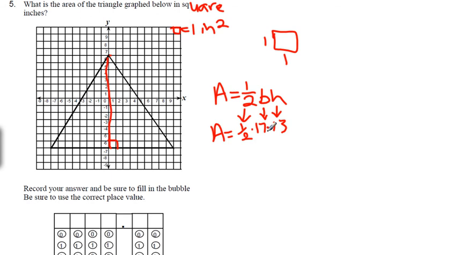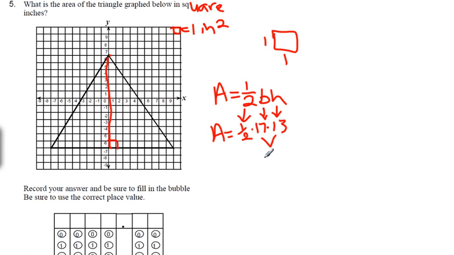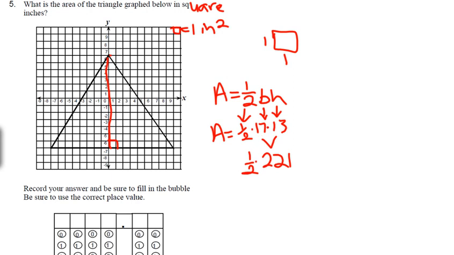So let's work that out. So if we have 17 times 13, that's 221. And now we can divide that by 2, or we can say, what is that number times 0.5? And we get 110.5 inches squared. And that's your answer. That's all there was to it.